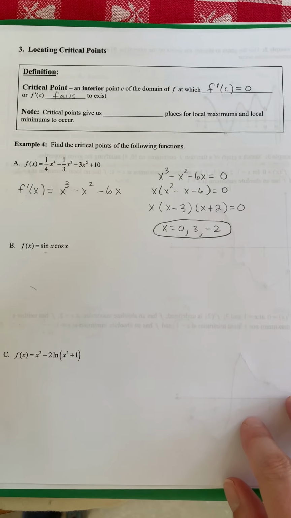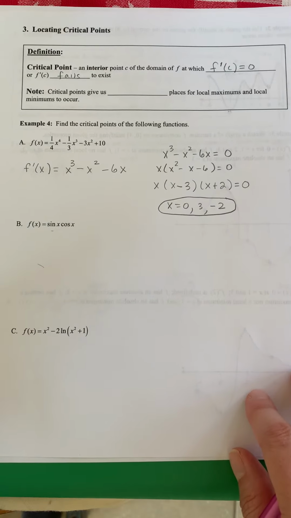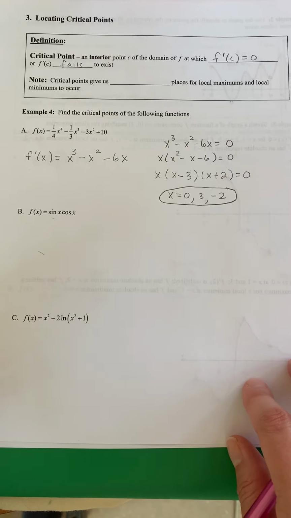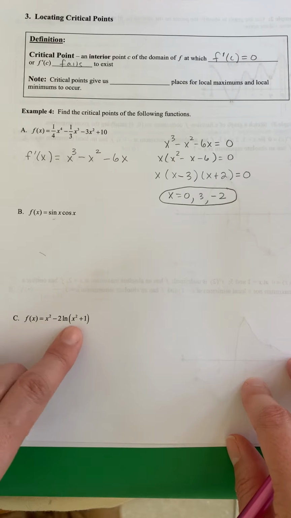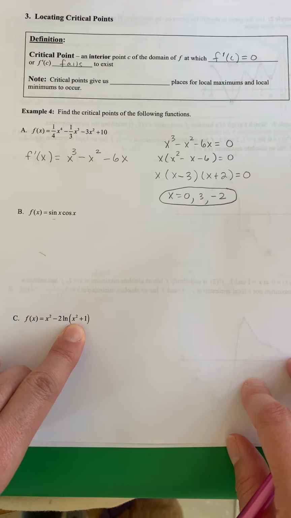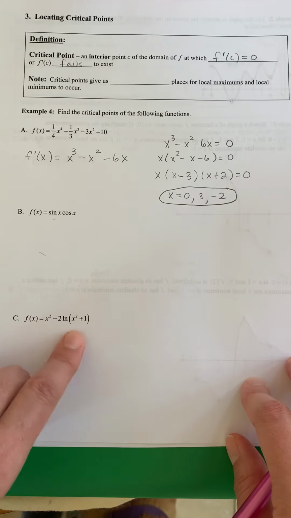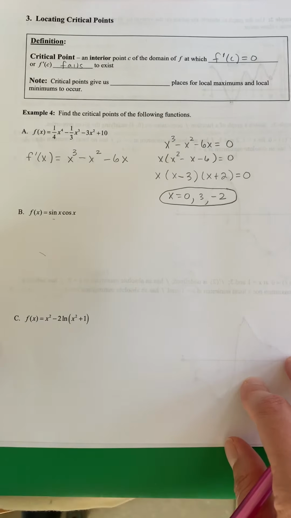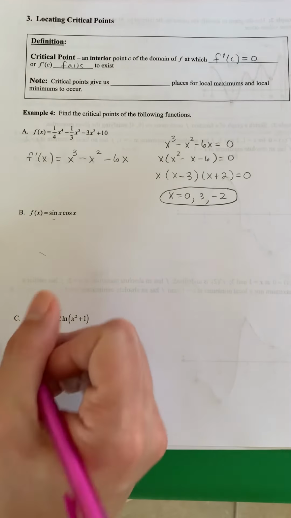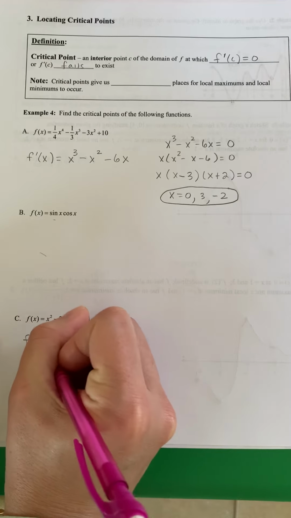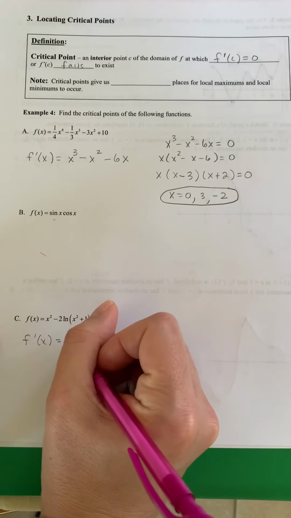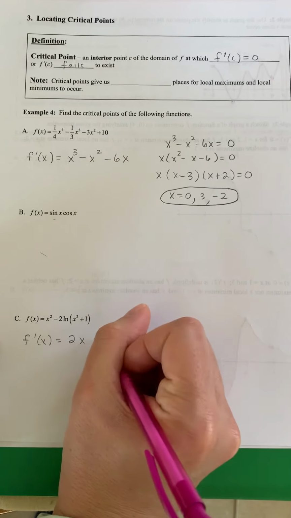All right, so for part C, our function is a little bit more complex than a polynomial function. So we have a polynomial part, but then we also have a logarithm. So we're gonna have to pay attention and see if there's any places where the derivative fails here. So start off by taking the derivative. The derivative of x squared is easy, that's 2x.